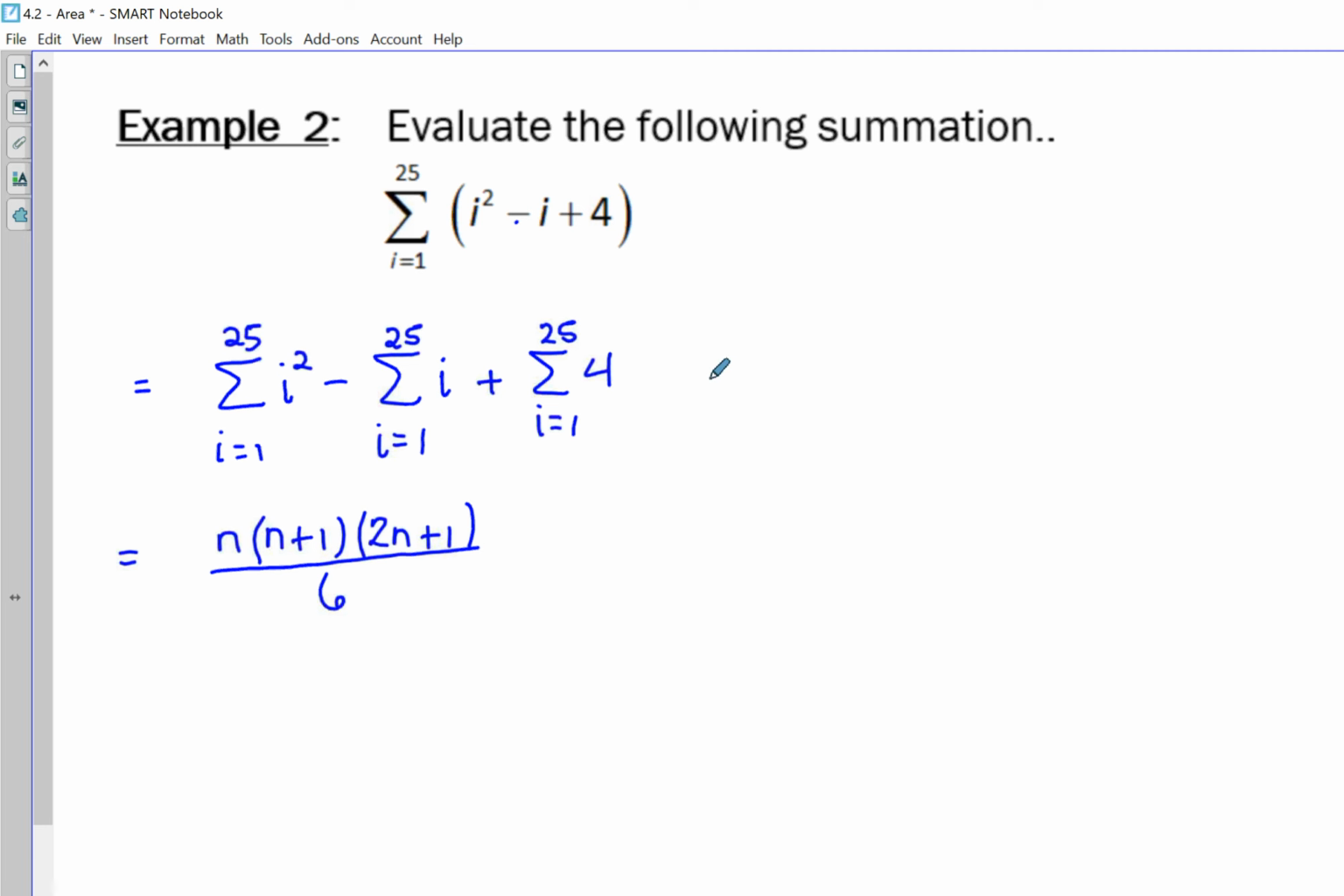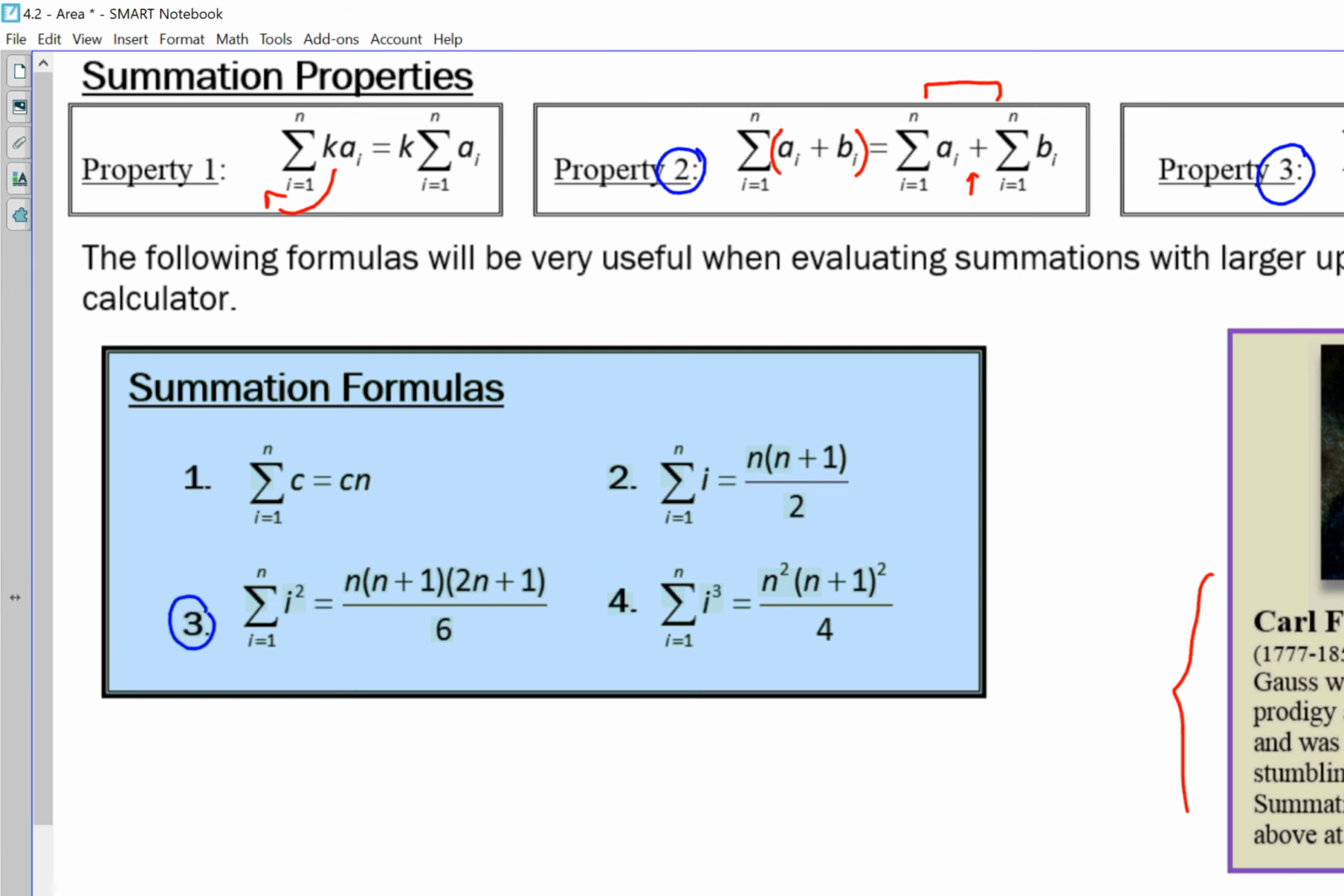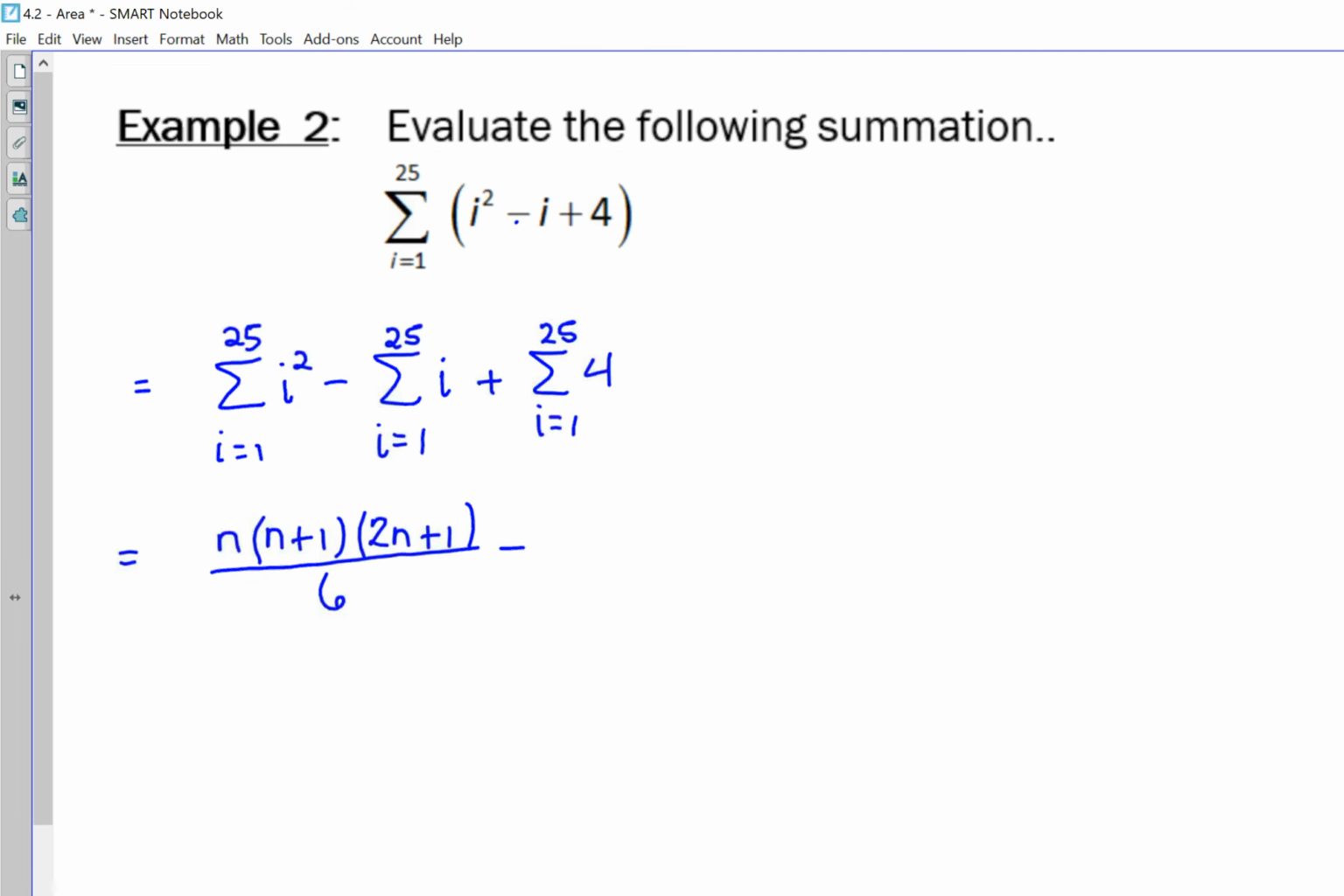For the summation of i, we notice that the formula reads n times (n plus 1), all divided by 2. The purpose of this video isn't necessarily to prove these. Those can be found on many other videos across the interwebs. It's likely that you're going to use a proof by induction to take care of these, but that's beyond the scope of the calculus class.